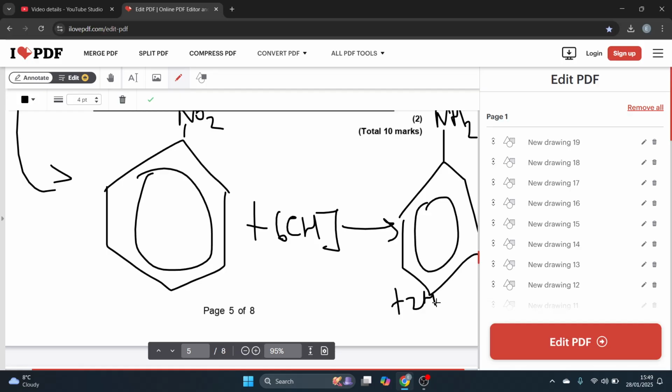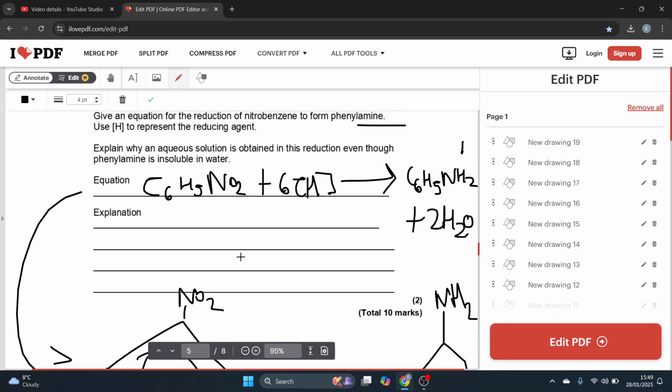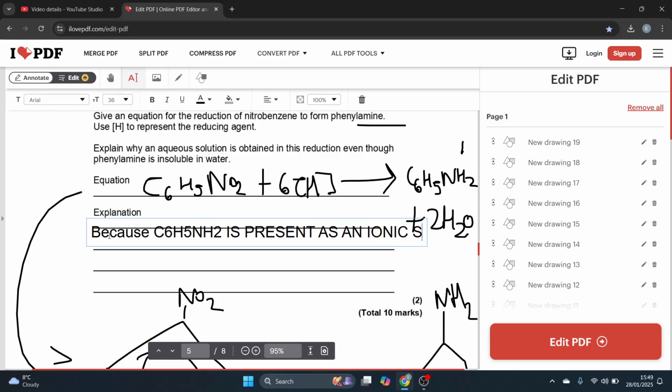Then it says, explain why an aqueous solution is obtained in this reduction, even though phenylamine is insoluble in water. Well, because the C6H5NH2 is present as an ionic salt. That's really good. Why is an aqueous solution obtained even though it is insoluble in water? It's because it's present as an ionic salt, or you could say present as an ion.